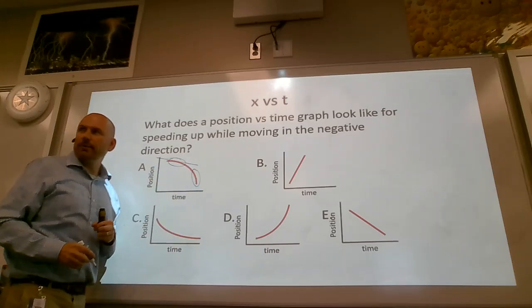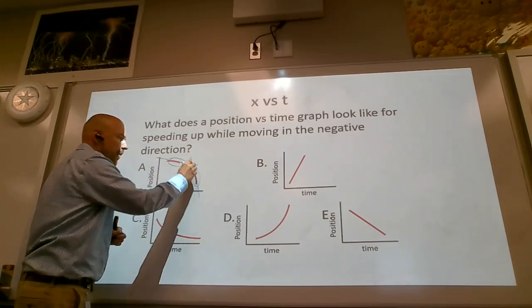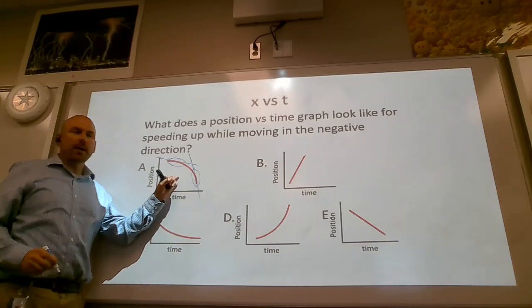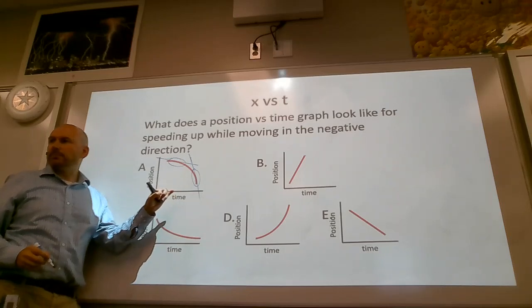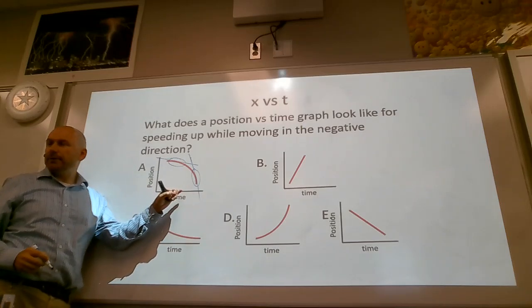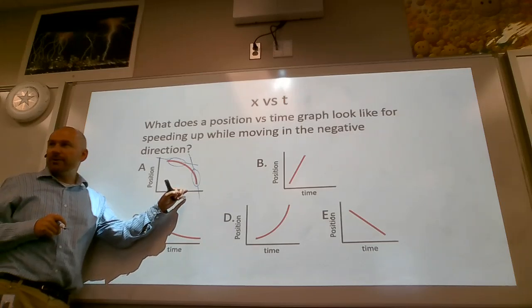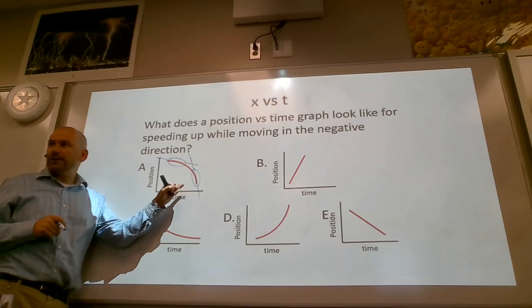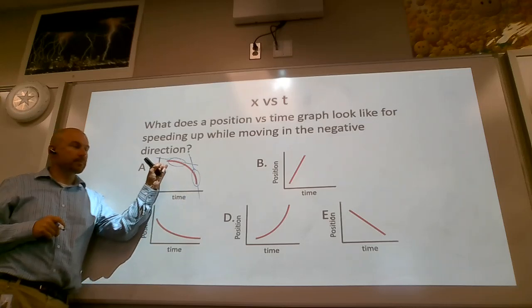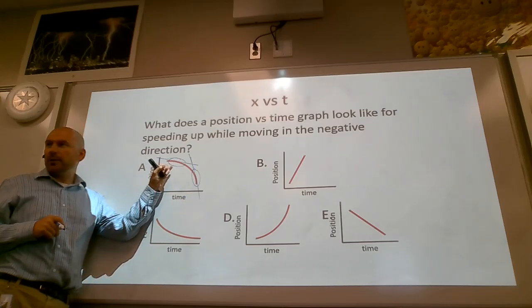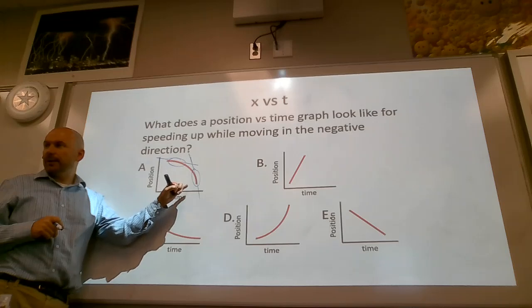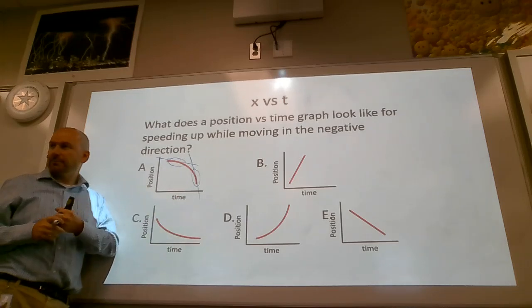And look at that chunk. Approximate the slope there. Positive or negative? Negative. Steep or shallow? Steep. So is that fast or slow? Fast. So put it together. You start slow in the negative direction and speed up in the negative direction. Good with that?